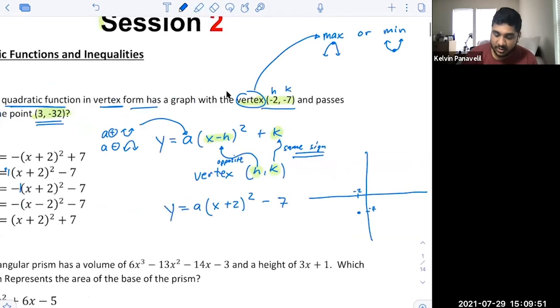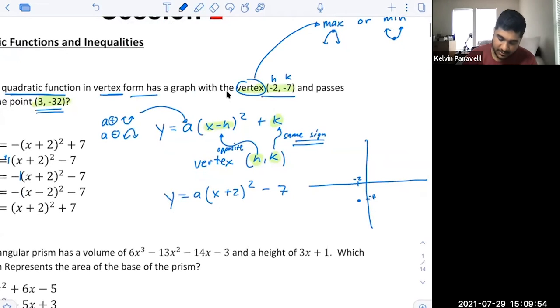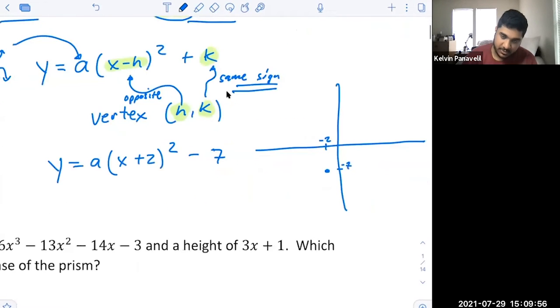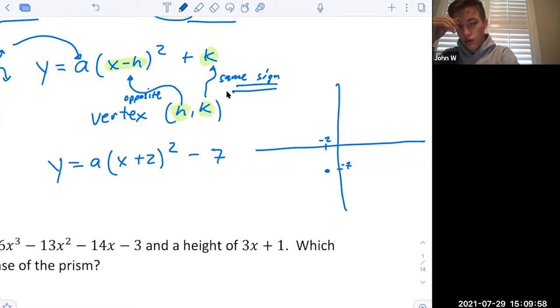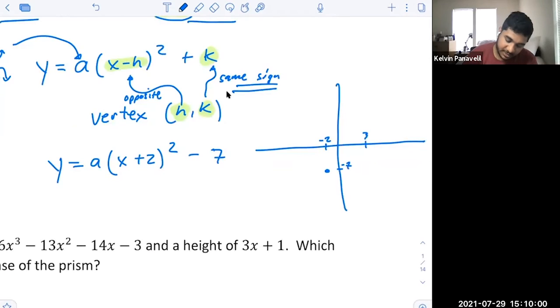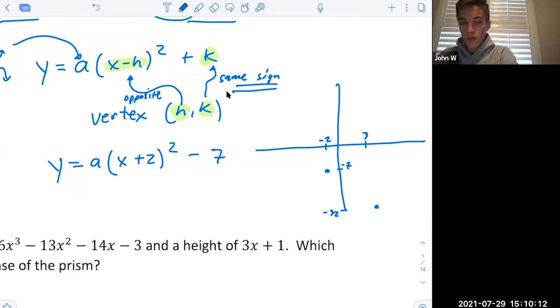3, -32. Where's that going to be? Is that going to be higher or lower? That's going to be lower. So 3, we'll say this is 3, and -32, we'll say it's all the way down here, right? So if this is the vertex, is it going to be the maximum or minimum? That's going to be the minimum.